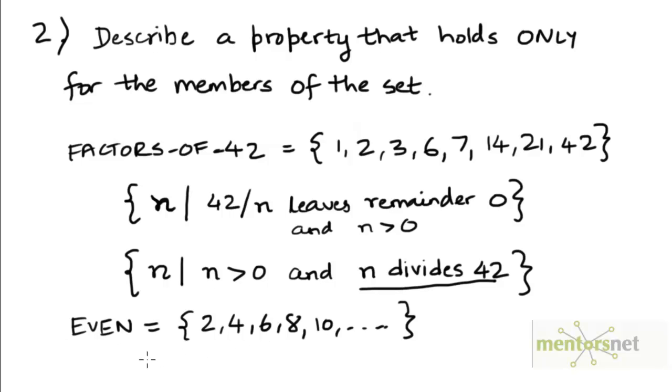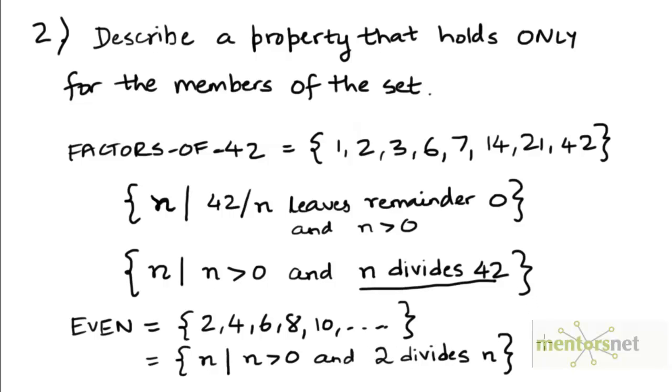Another way of representing this set is to specify the property that is shared by all the members of that set and that is shared only by the members of that set. So how would we specify that property? We say that even is a set of all numbers n such that n is greater than 0, so n should be a positive number, and when n is divided by 2, it should leave a remainder of 0. So another way of saying that is 2 divides n.